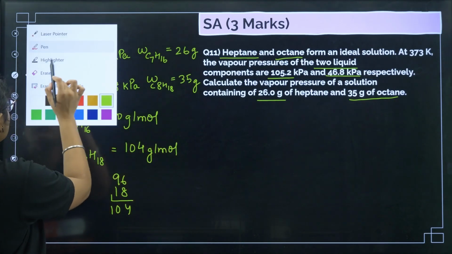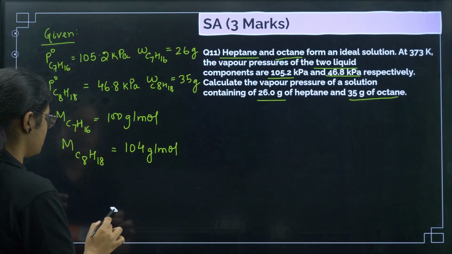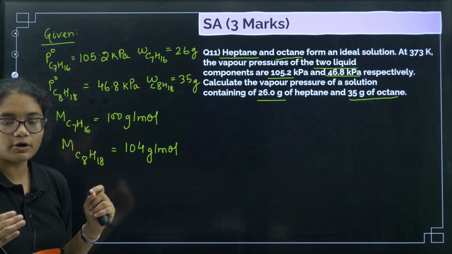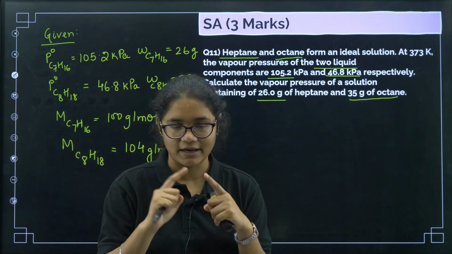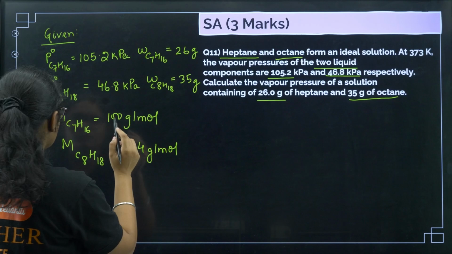Okay, this is done. Now what do I need? Now I need the mole fraction of each, right? Because you know the formula P naught A XA plus P naught B XB. So I need to calculate XA and XB.